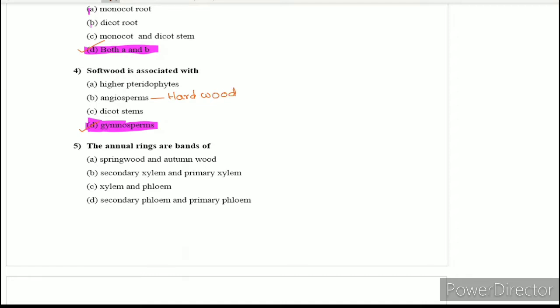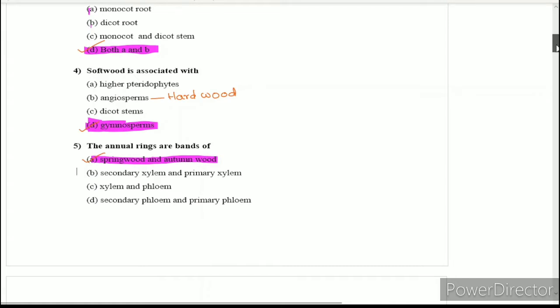right? The next question, fifth one, the annual rings or bands of option A, springwood and autumnwood, option B, secondary xylem and primary xylem, option C, xylem and phloem, and option D, secondary phloem and primary phloem. So the correct answer is annual rings or bands of springwood and autumnwood. So A is the correct answer.